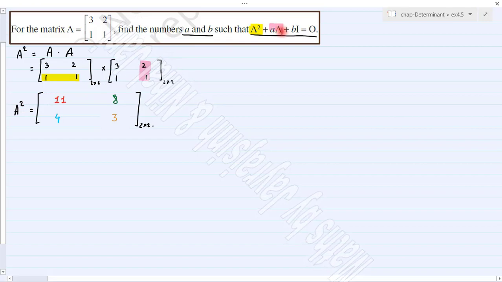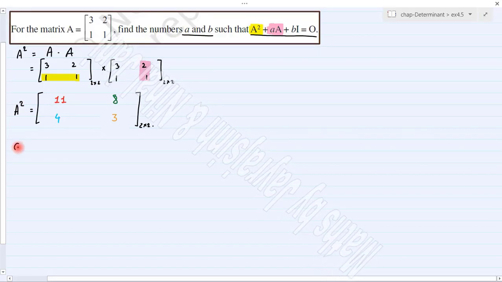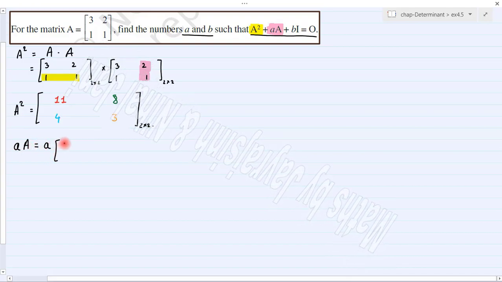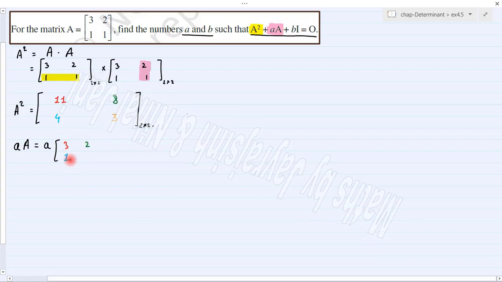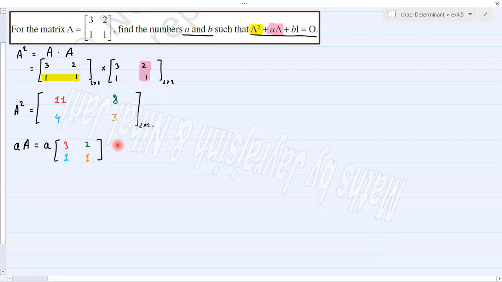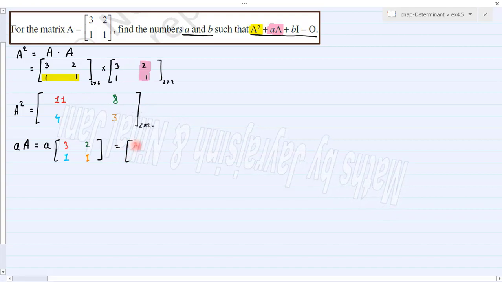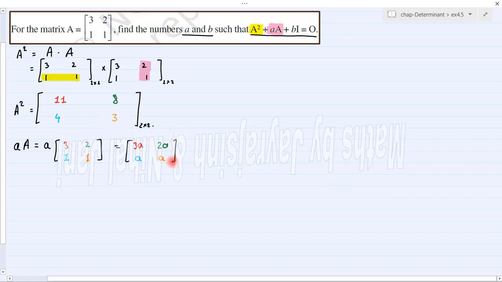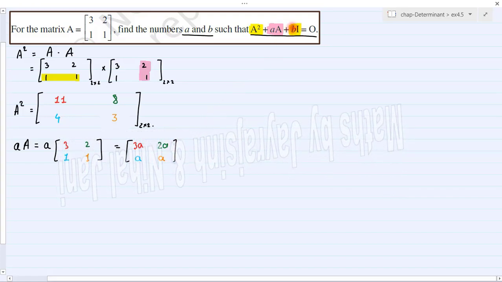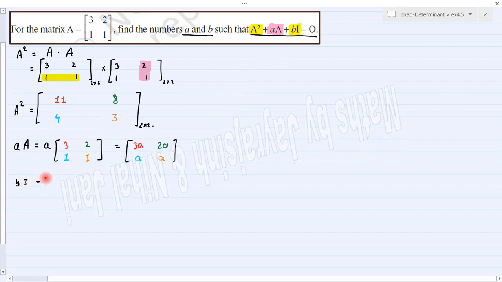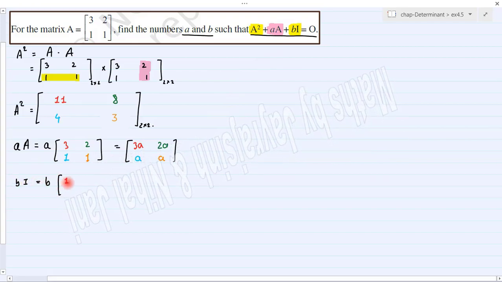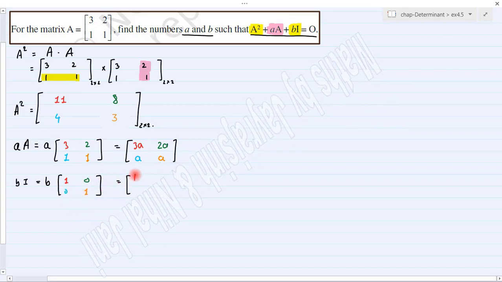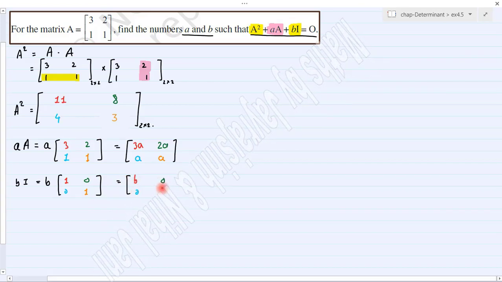Now let's try to get your second element, which is A into matrix A. So we have to multiply A with each element of matrix A. So we will get 3A, 2A, A and A. And similarly, the last element is BI. We have to multiply B with identity matrix of order 2 cross 2. So it will give us B0 and 0B.